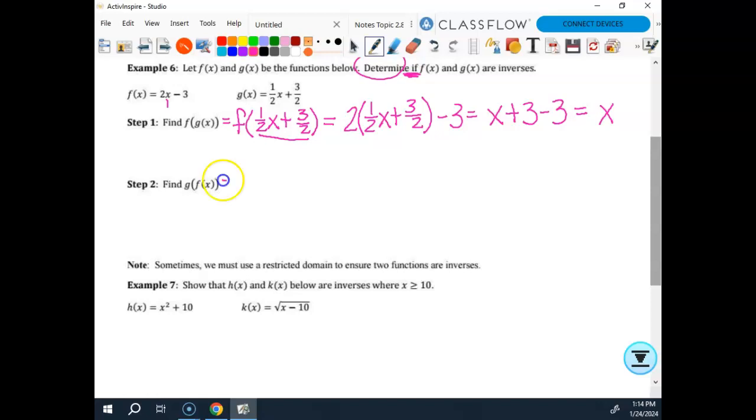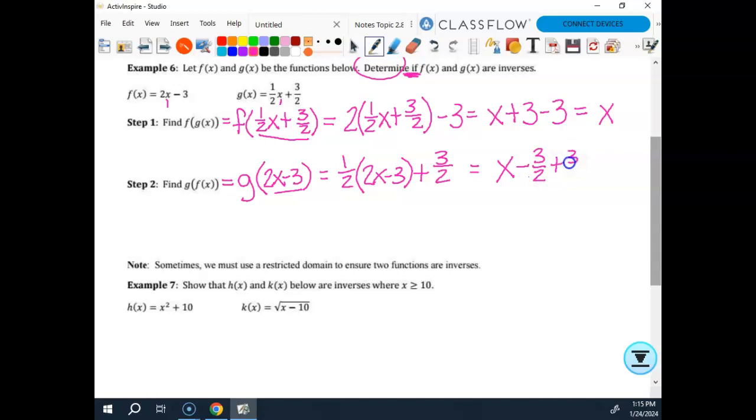So now we're going to find g of f of x. So I want g of 2x minus 3. So now I take this and put it in here everywhere I see an x. So this will be 1/2 times 2x minus 3 plus 3/2. Then I distribute. 1/2 times 2x is just x. 1/2 times a -3 is a -3/2 plus 3/2, which gives me x.